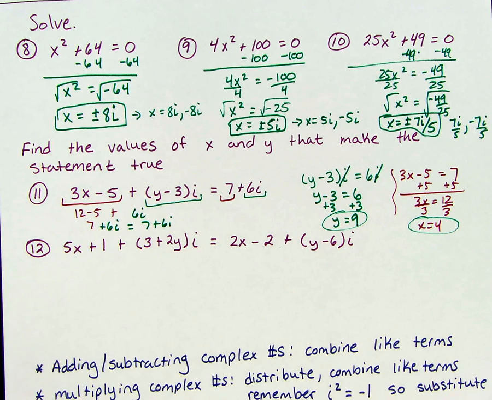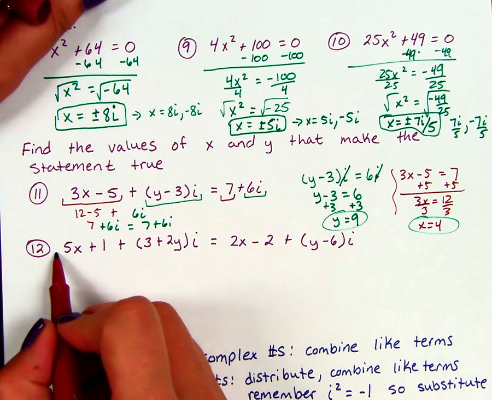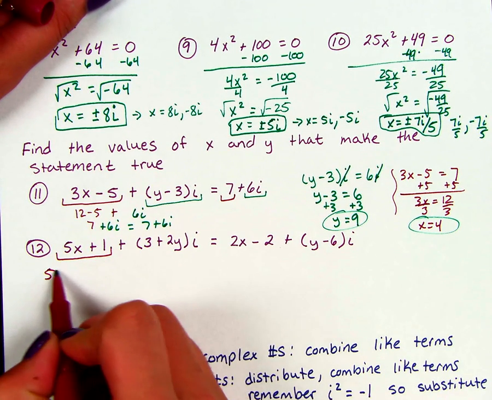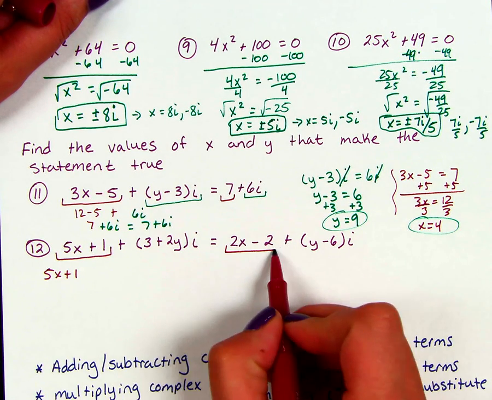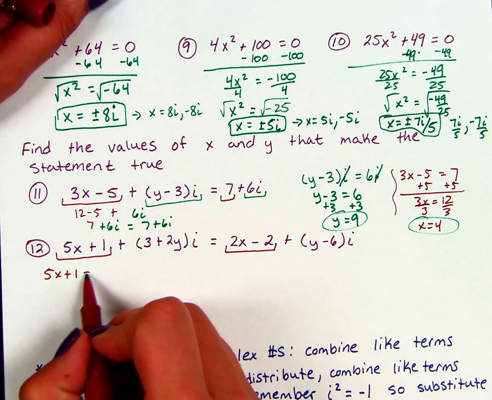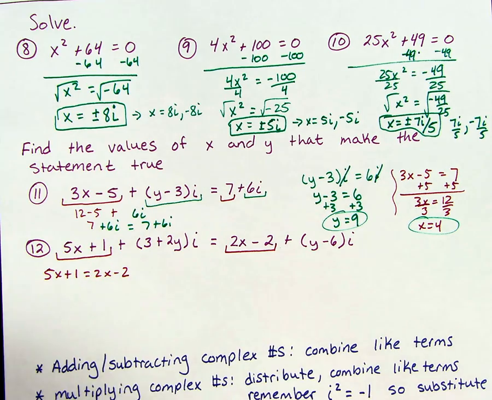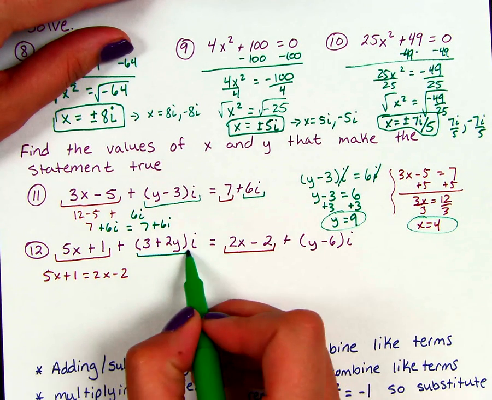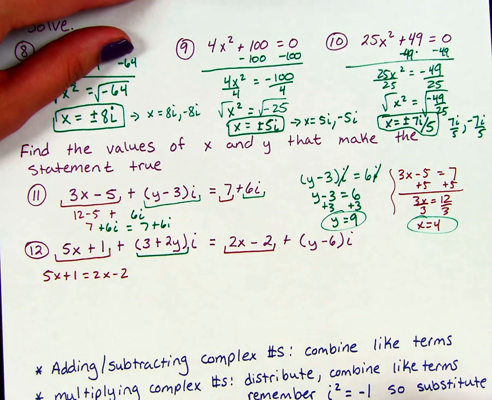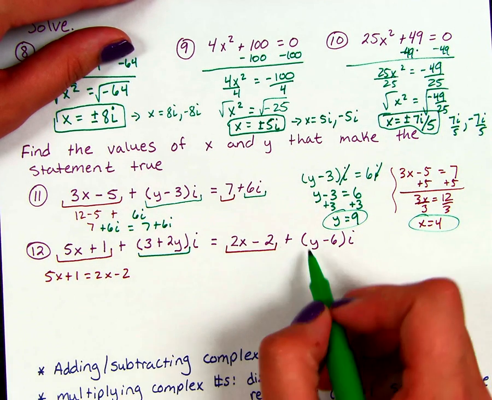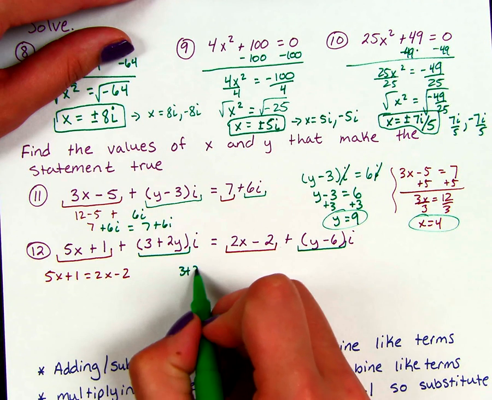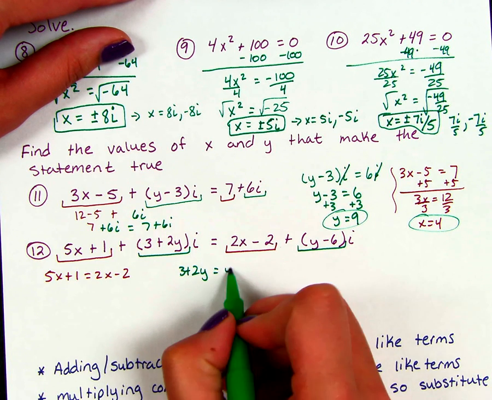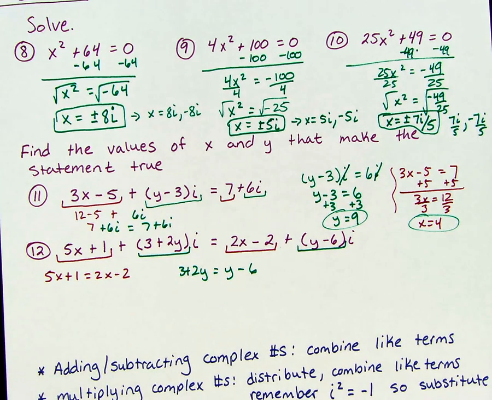Okay, so again, if we try another one, so this is the real part of my answer, so we're going to take that 5x plus 1, and we're going to set it equal to the real part on this side. So that's going to be equal to 2x minus 2. And then here is the imaginary part, and we're just going to ignore the i because it's going to cancel out anyways. So we're going to set this equal to the other imaginary part. So 3 plus 2y equals y minus 6, and then we just solve each problem.